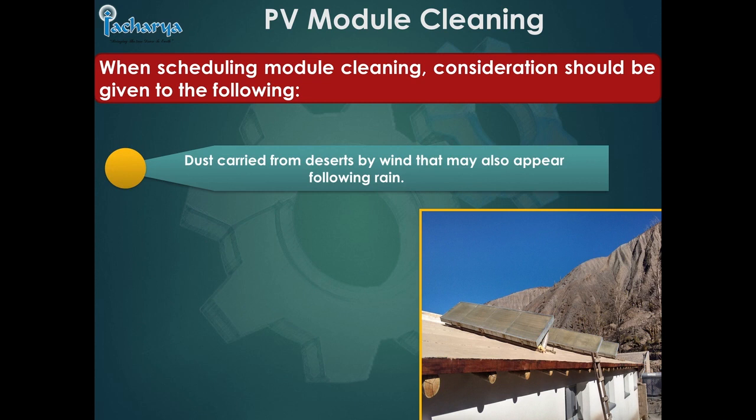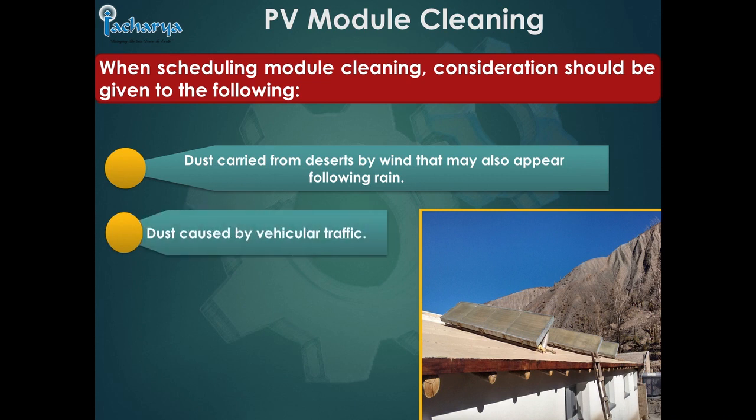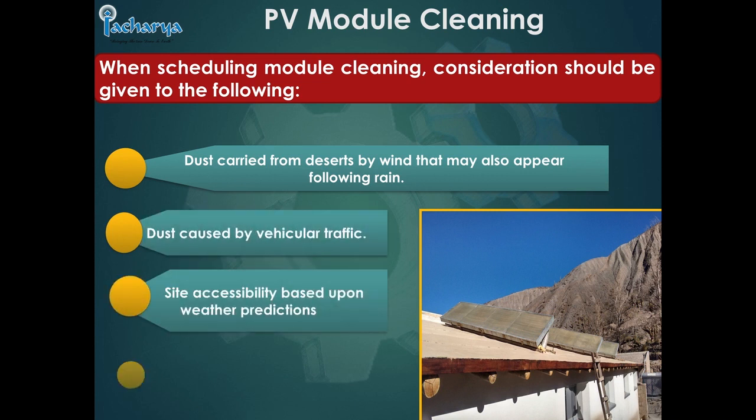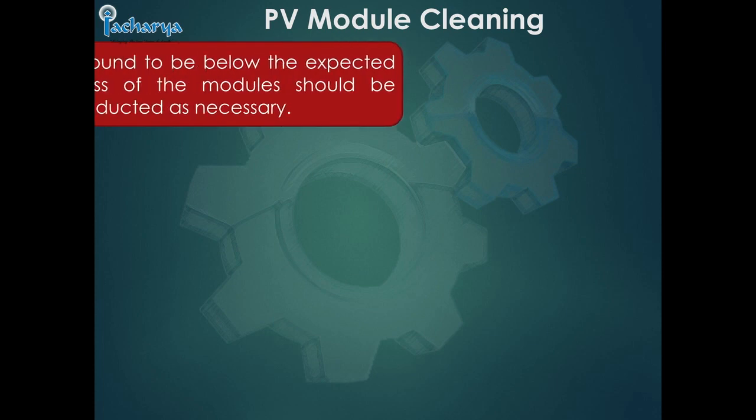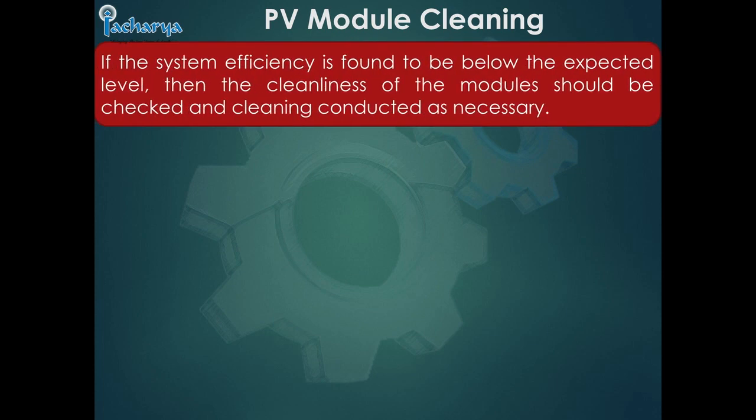Dust carried from deserts by wind that may also appear following rain. Dust caused by vehicular traffic. Site accessibility based upon weather predictions. Availability of water and cleaning materials. If the system efficiency is found to be below the expected level, then the cleanliness of the modules should be checked and cleaning conducted as necessary.